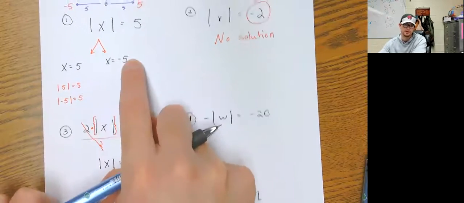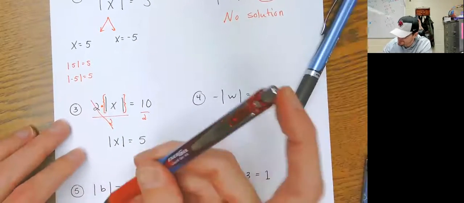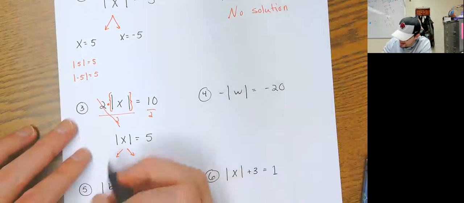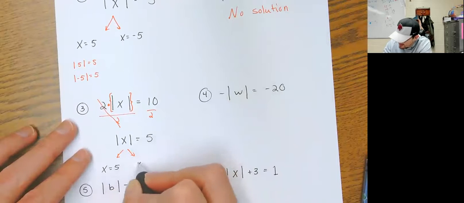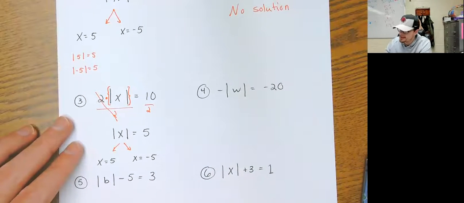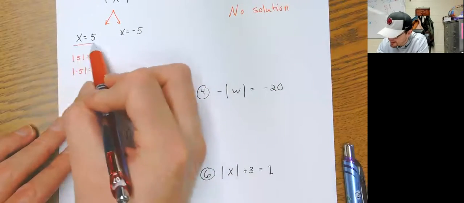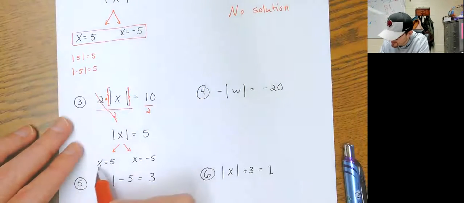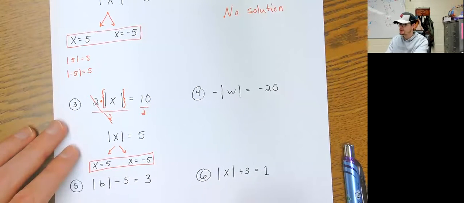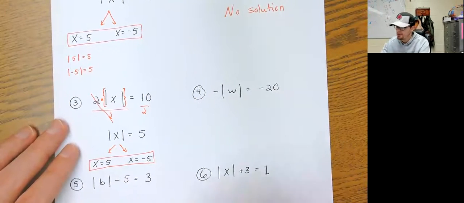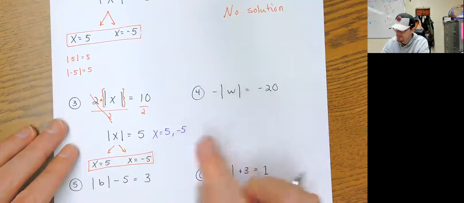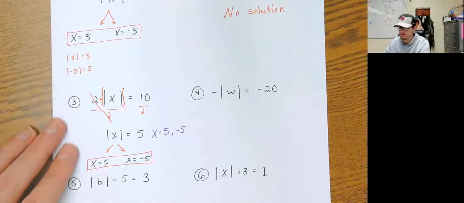So my answers, when I separate it out, are x equals 5 and x equals negative 5. These are both of the answers. And a shortcut way of writing that, or typing that into a computer, would be x equals 5 comma negative 5, because you get two answers, x equals two things.